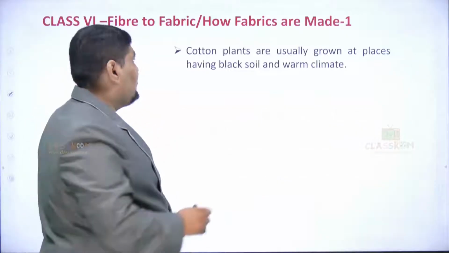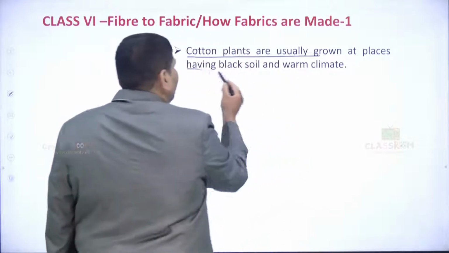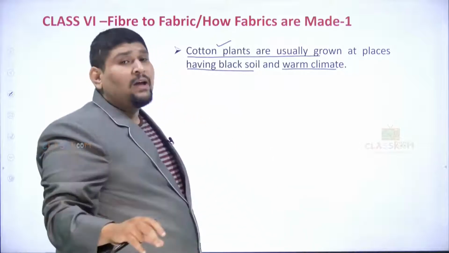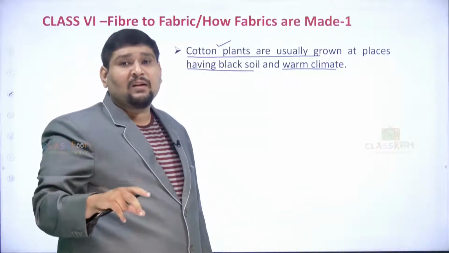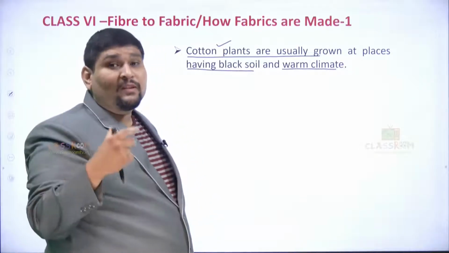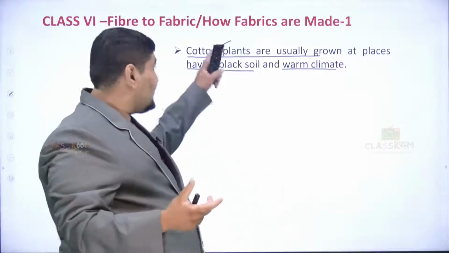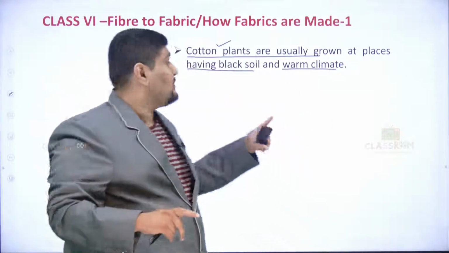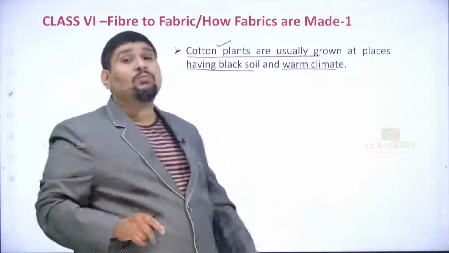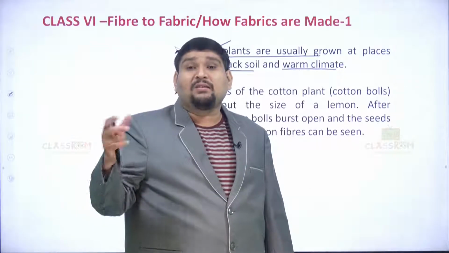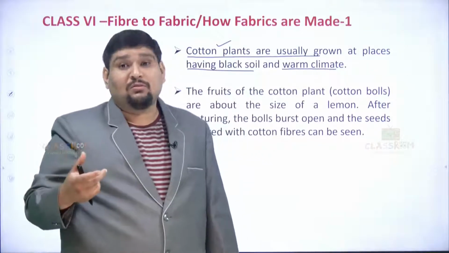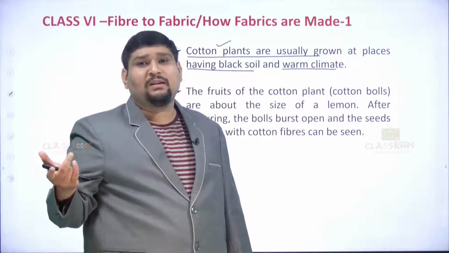Cotton plants are usually grown at places having black soil and a warm climate. Cotton fiber is a natural source obtained from the cotton plant. So where is the cotton plant cultivated? It is grown where black soil and a warm climate are available. In our country, Maharashtra state is famous for cotton, and you can see there is a lot of black soil available in that area.